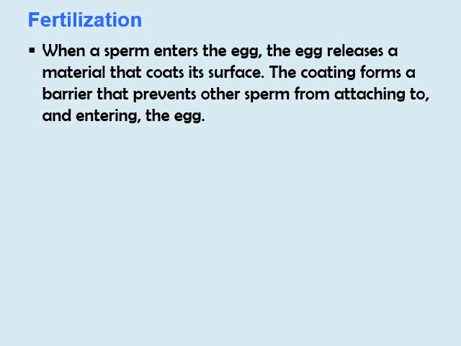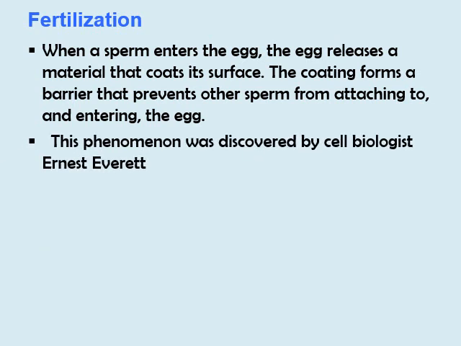When a sperm enters, the egg releases a material that coats its surface. The coating forms a barrier, a tough membrane that prevents other sperm cells from attaching to and entering the egg. This phenomenon was discovered by one of the founders of cell biology called Ernest Everett.